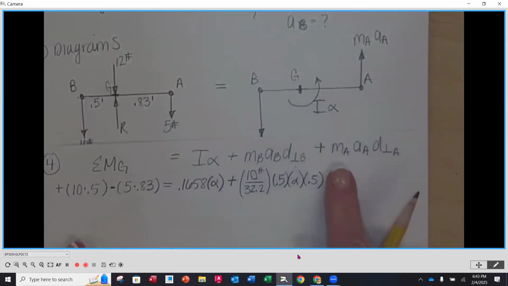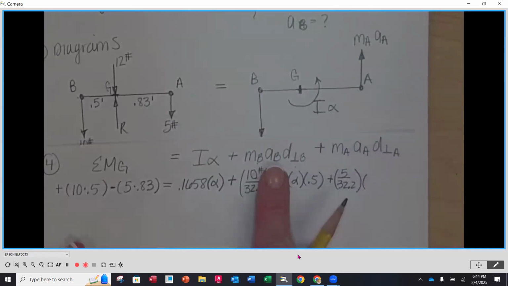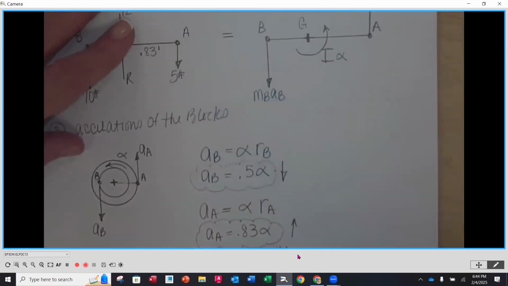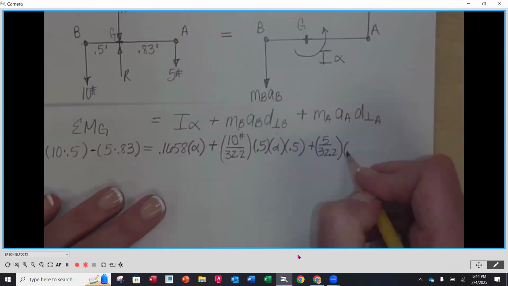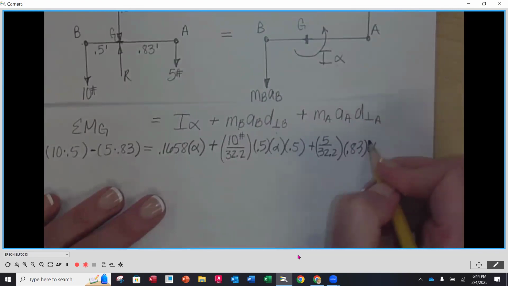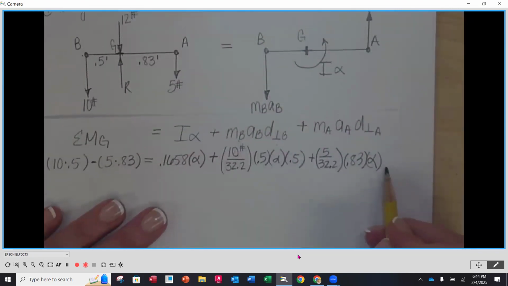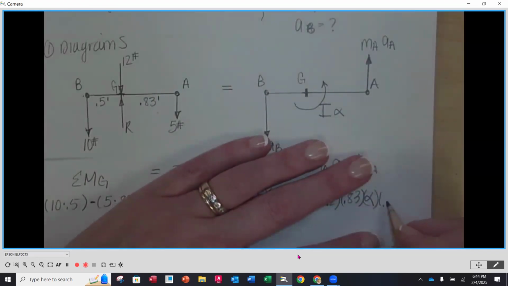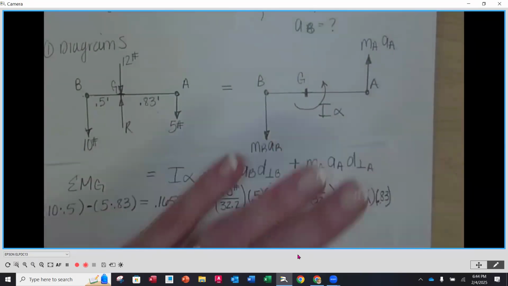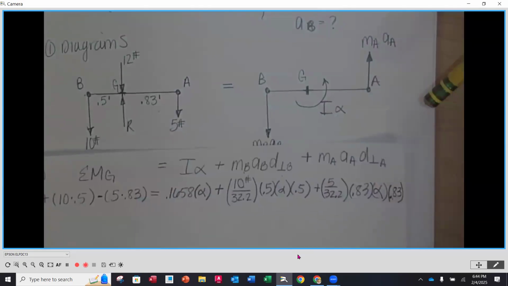Plus, now we're going to do the mass of A. So that's going to be 5 pounds divided by 32.2 times its acceleration, its acceleration at A, 0.83 times angular acceleration. And my perpendicular distance from G is 0.83. Scooch it in there. You guys see that? So 0.83.